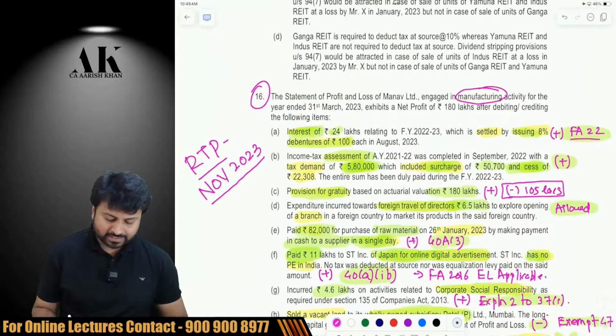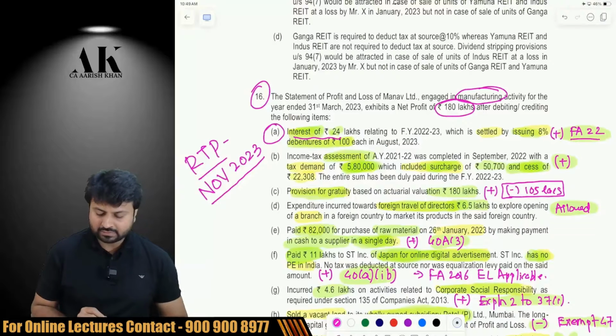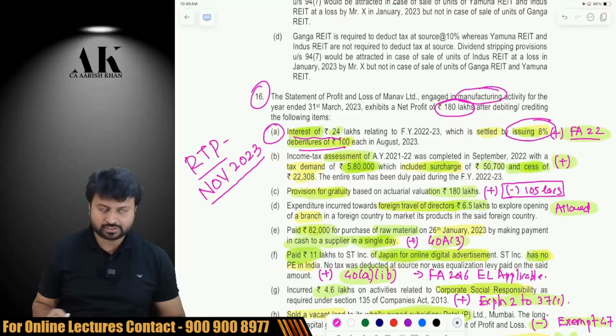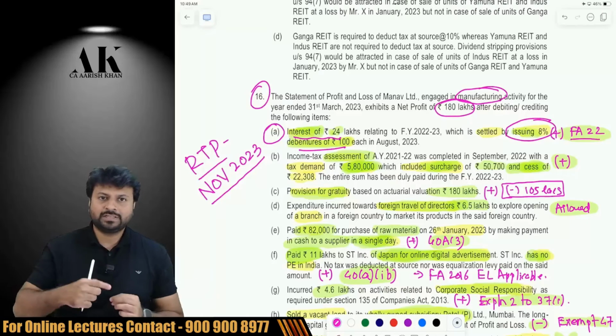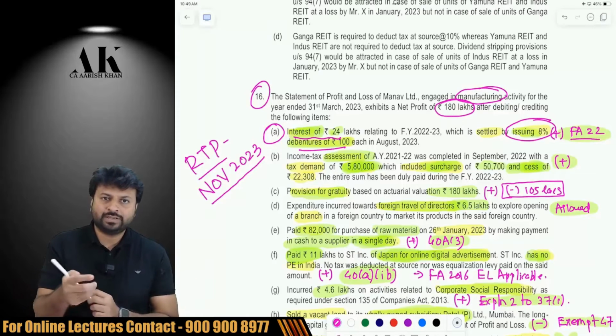So the assessee is a manufacturing activity. His profit is 180 lakhs, and the first adjustment is that the assessee is paying some interest of 24 lakhs, and rather than paying that interest, the assessee is settling that interest by issuing debentures. So I'm not paying you interest, but instead I'm settling the interest by giving you debentures. Is it allowed as deduction?